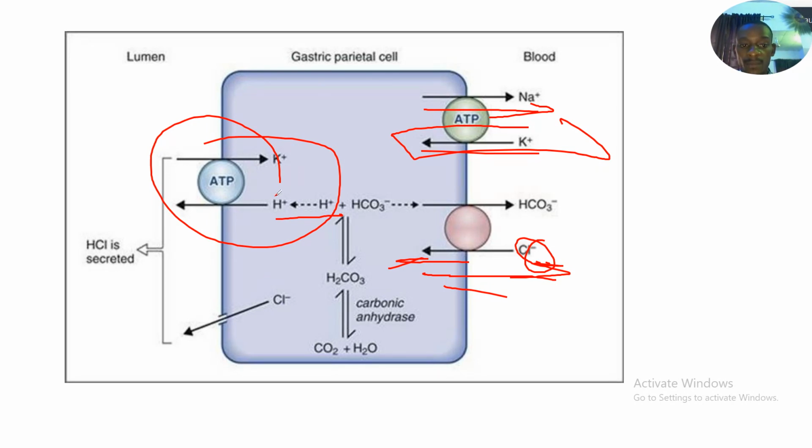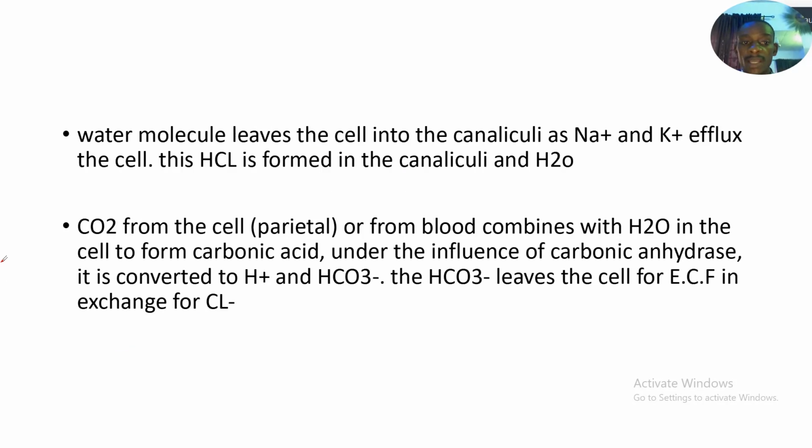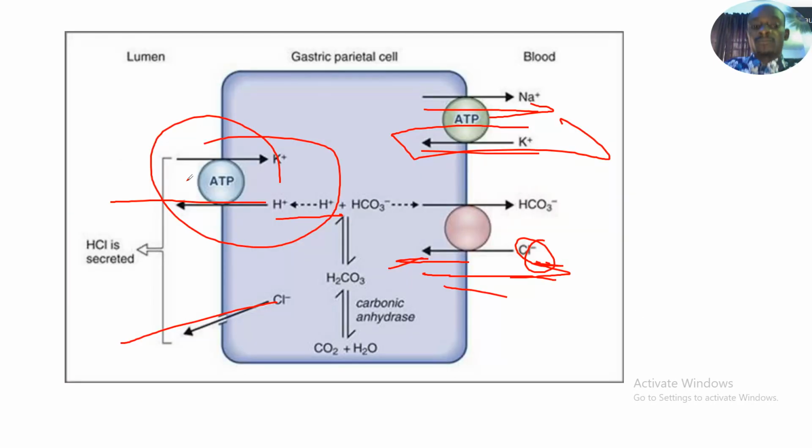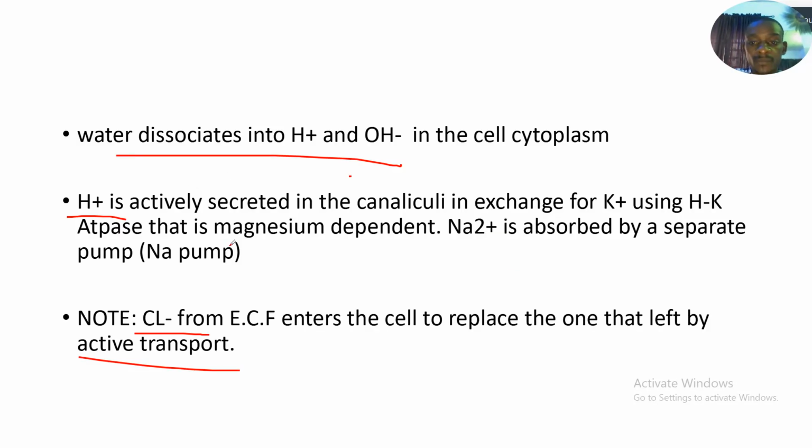Now you see that when there's a secretion of hydrogen and a secretion of Cl, you should know that's your HCl already. Water molecules leave the cell into the canaliculi as sodium and potassium efflux the cell. This HCl is formed in the canaliculi, not in the lumen. This is where the Cl and the H combine to form the HCl. We are following up.